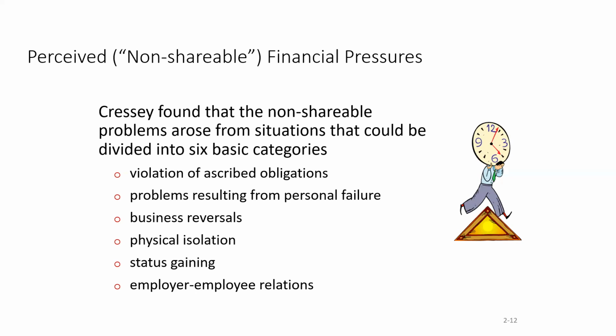So that's problems resulting from personal failures. The next one is business reversals. Business reversals are the third type of situation that Cressy has identified as far as our non-shareable financial problems. This category differs from the other two because here the trust violators tend to see their problems as arising from conditions beyond their control. So maybe it's inflation or high interest rates or an economic downturn.